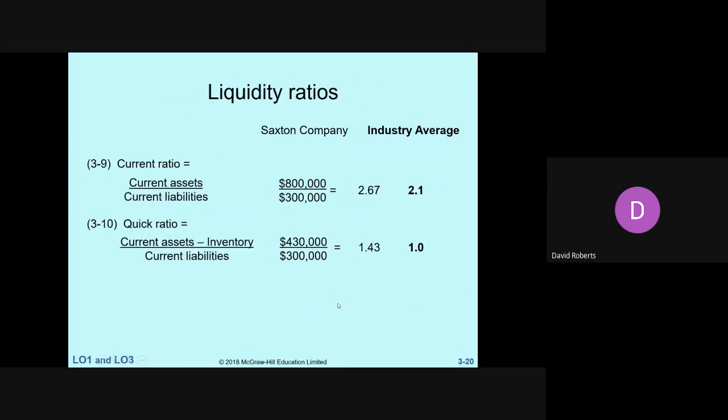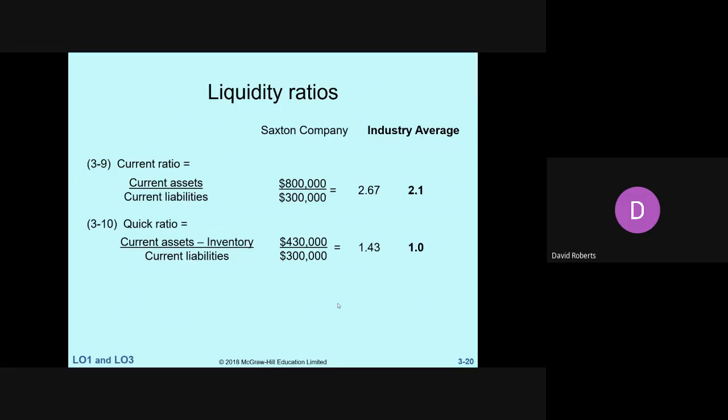Liquidity is a very critical item: do you have the ability to pay your bills as they come due? In this particular case, you take current assets divided by current liabilities. What that represents is Saxon has $2.67 of cash or near cash to pay every dollar of bills that are coming due soon. The industry is 2.1, so they have better liquidity.